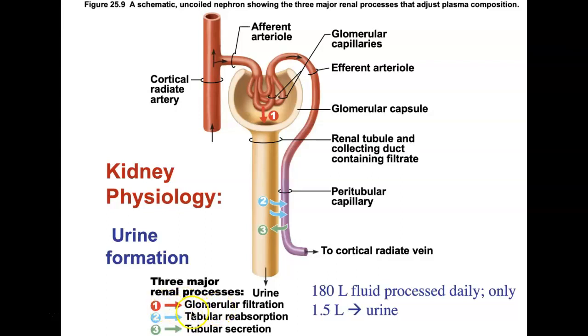Step 1 would be glomerular filtration. Step 2, tubular reabsorption. And step 3, tubular secretion. As indicated in this image, you can see where each of these steps is taking place.